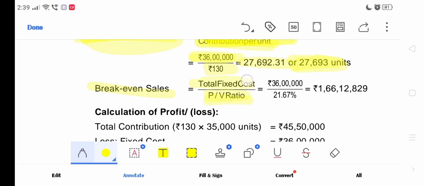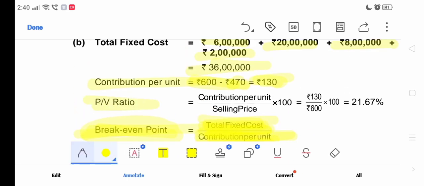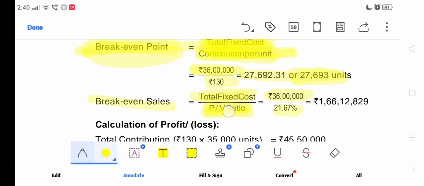What is the formula? Total fixed cost divided by PV ratio, that is profit volume ratio. You know profit volume ratio, contribution by sales into 100. So total fixed cost is 36 lakhs, and PV ratio we are going to calculate here. PV ratio, profit volume ratio, contribution by sales into 100. We don't have total contribution or total sales, no, we have contribution per unit and selling price per unit. So 130 rupees, as we have done before. Okay, and selling price is 600, so into 100 we are going to get this percentage, which is PV ratio. We are going to insert it here.